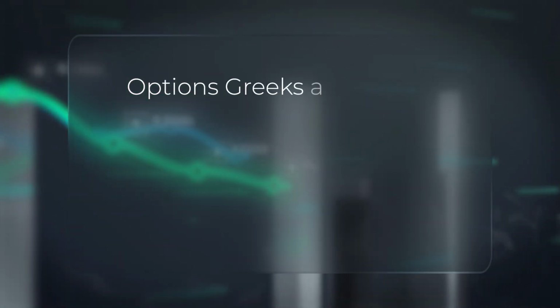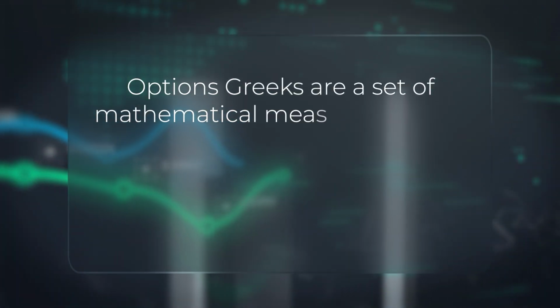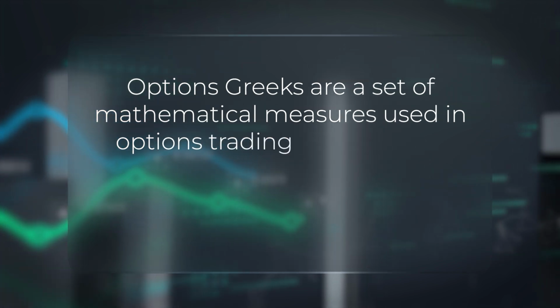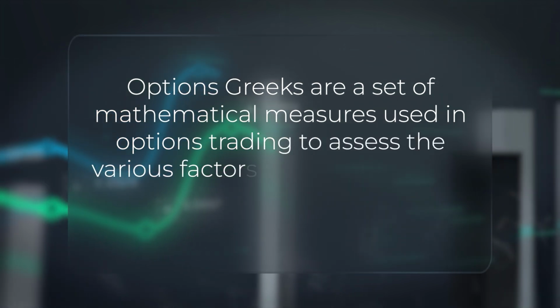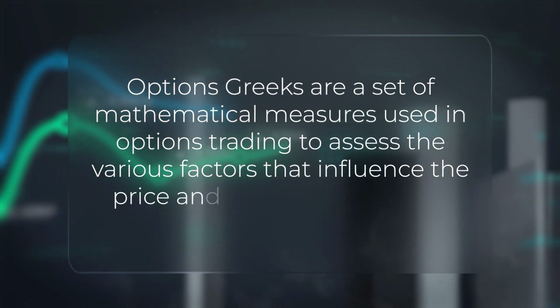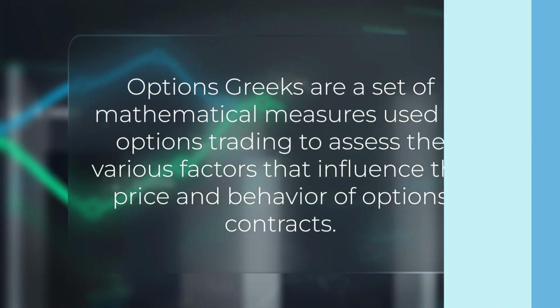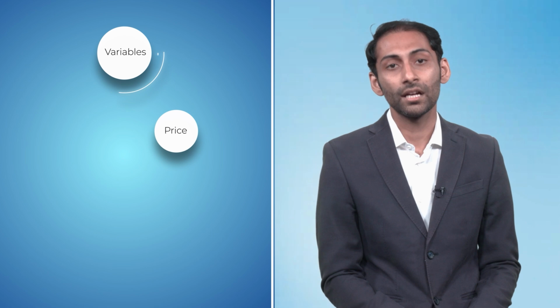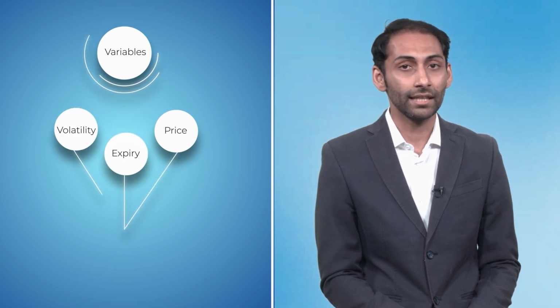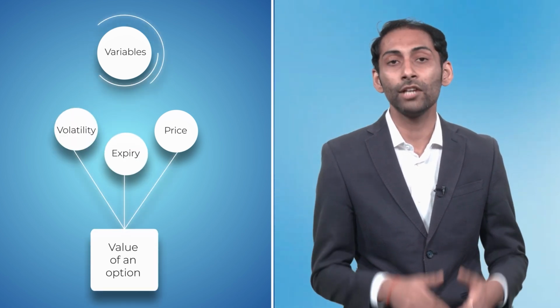Option Greeks are a set of mathematical measures used in options trading to assess various factors that influence the price and the behavior of the options contract. They help traders understand how changes in different variables such as price of the underlying assets, time to expiry, and volatility of the underlying can impact the value of an option.